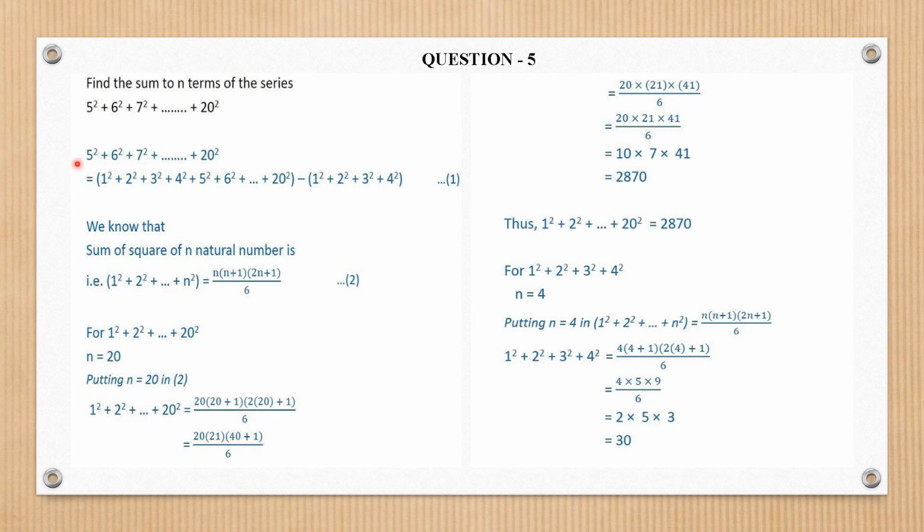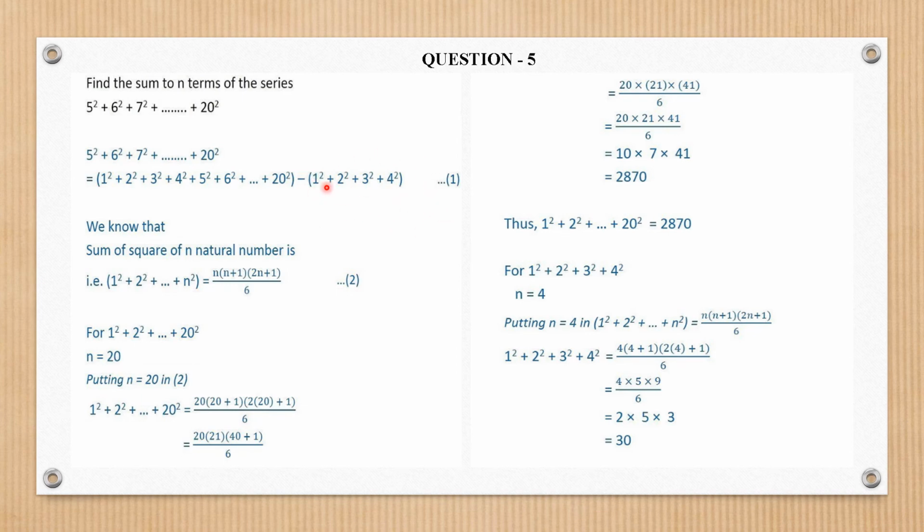So see, I have added 1 square plus 2 square plus 3 square plus 4 square and completed this series up to 20 square, and minus what I added, I subtracted 1 square plus 2 square plus 3 square plus 4 square. Now, the formula for 1 square, 2 square, and so on up to n square is here. Here n is 20 in this portion. So put n as 20, you will get the formula as 20 into 21 into 41 divided by 6, that is 2870.